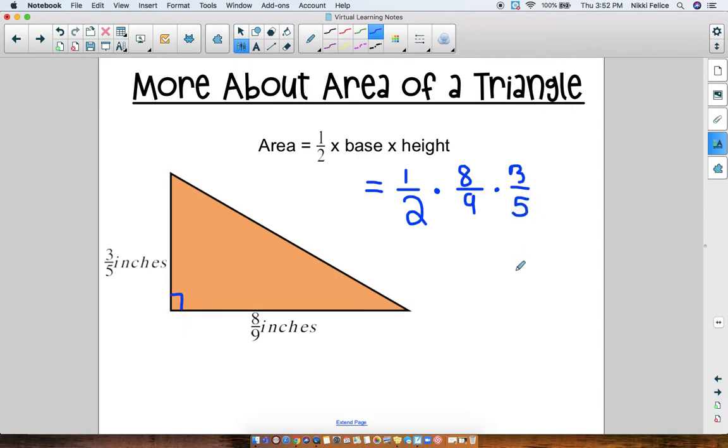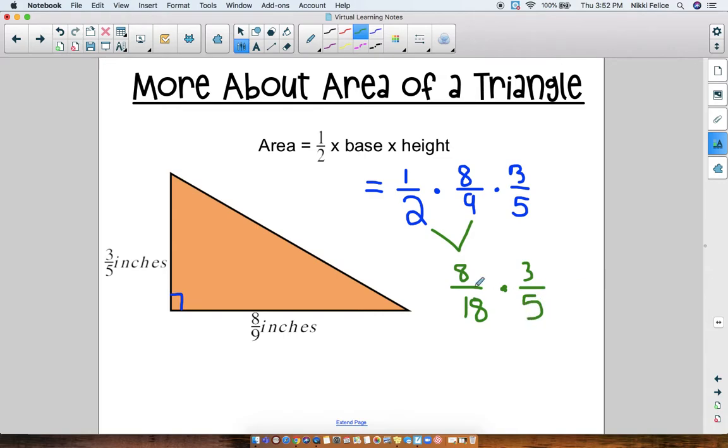So now, super important. How do we multiply fractions? You just go straight across the top, straight across the bottom. Multiply the numerators, multiply the denominators. So let's multiply these two first. 1/2 times 8/9. Well, 1 times 8 is 8. 2 times 9 is 18. So now we're going to have 8/18 times 3/5.